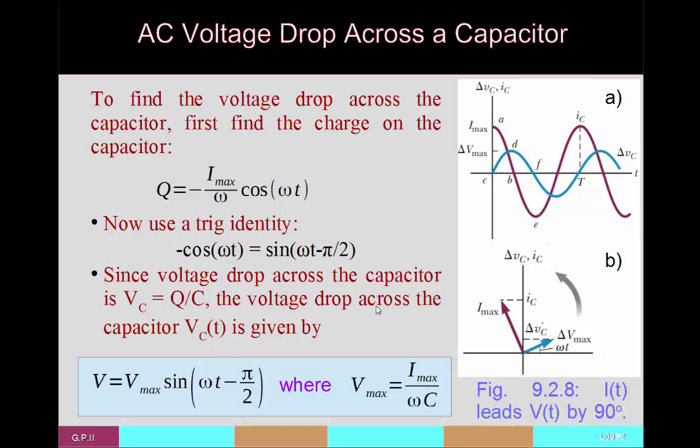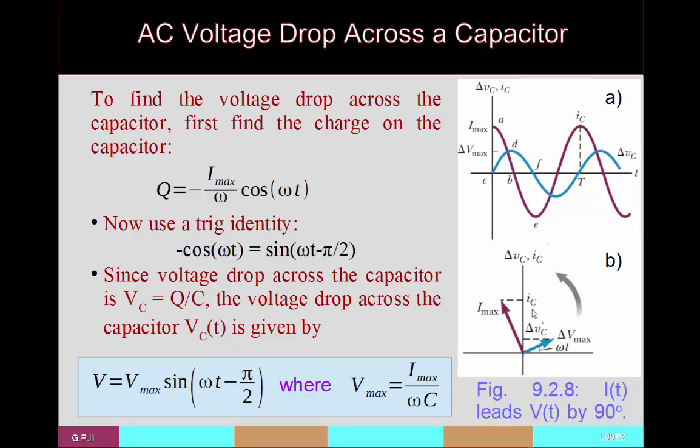The voltage drop itself is given by Q over C. We've taken Q equals I max over omega times sine of omega t minus pi over 2, and divided that function by a constant, which is the capacitance. So the voltage drop as a function of time is given by V equals V max sine of omega t minus pi over 2, where the maximum voltage is given by the maximum current divided by the product of the angular frequency and the capacitor's capacitance.